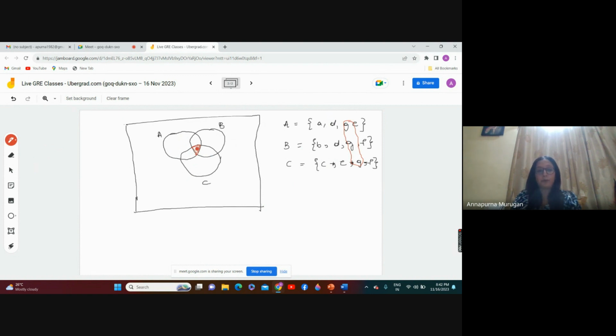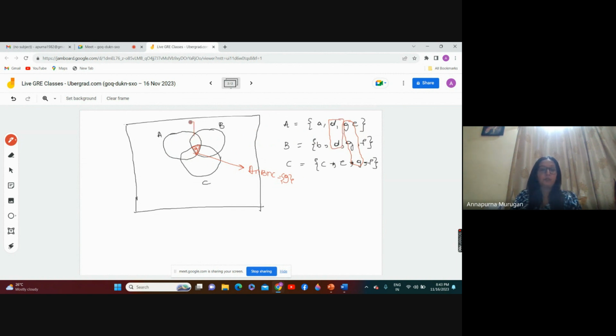I'm showing how you should write this one. In a simple way, A intersection B intersection C is equal to G, because that is present in all three. Do we have anything else? Now you can see here A and B. What is present only in A and B? D.